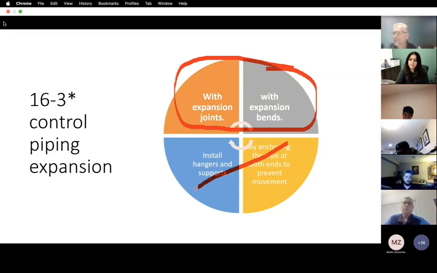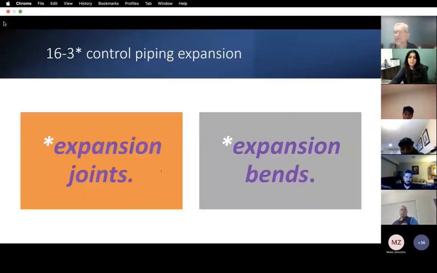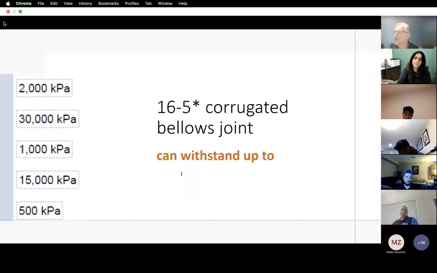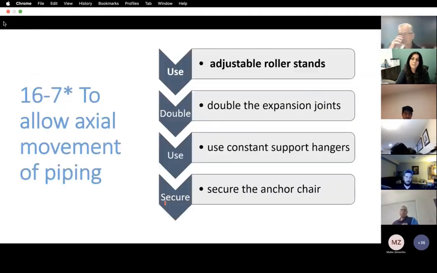Joints and bends. Yeah, the hangers and supports are for support, and anchoring it does not control the expansion, okay? Expansion joints or expansion bends. If we have a corrugated bellows joint, it's good to about 2000 kPa, according to the textbook. There's always newer models and different brands.